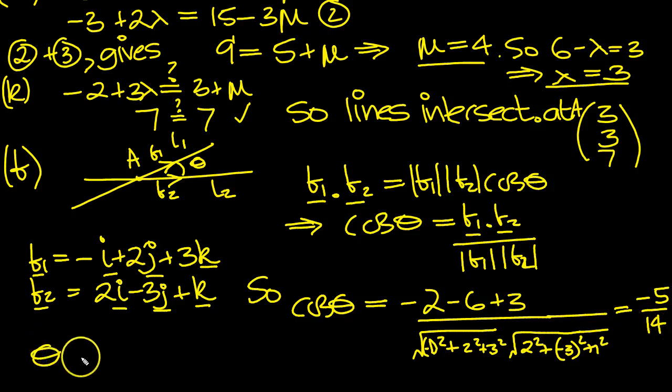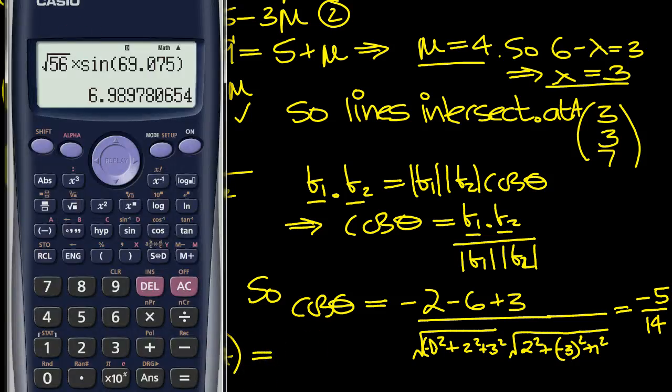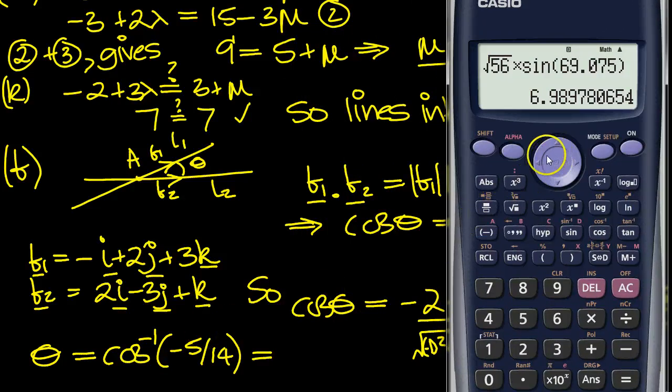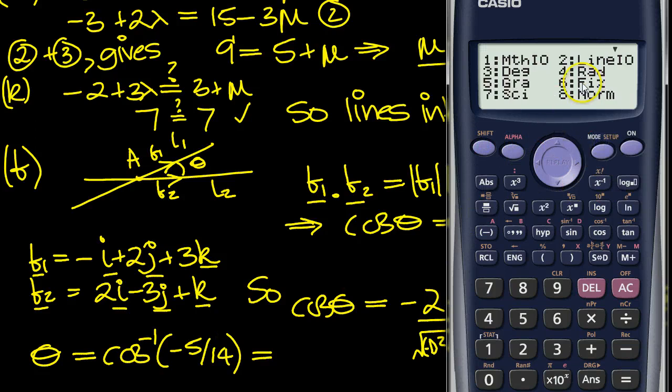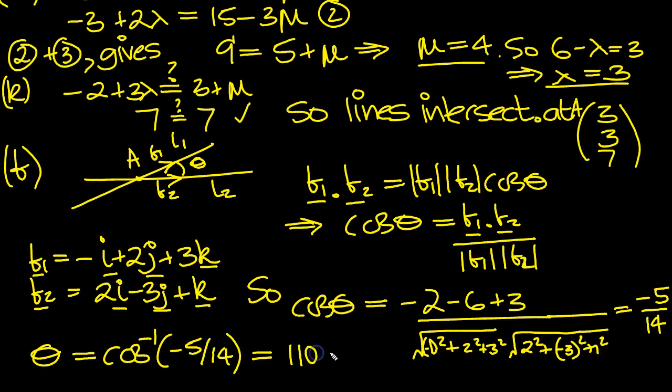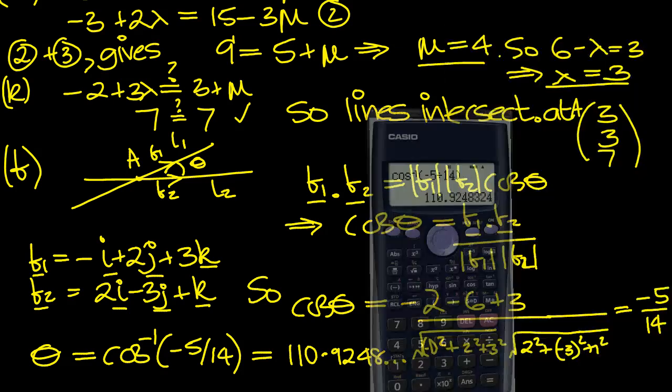So theta is equal to shift cosine of minus 5 over 14, which equals, let's type that in the calculator. So move our calculator somewhere convenient. Here, say. So shift cos, make sure we're in degrees mode. So we want to be in degrees mode, and then we do shift cos, negative 5 divided by 14, close bracket, equals 110.925. So let's write it down nice and accurately. 110.925, and then dot dot dot, because that's what it was.